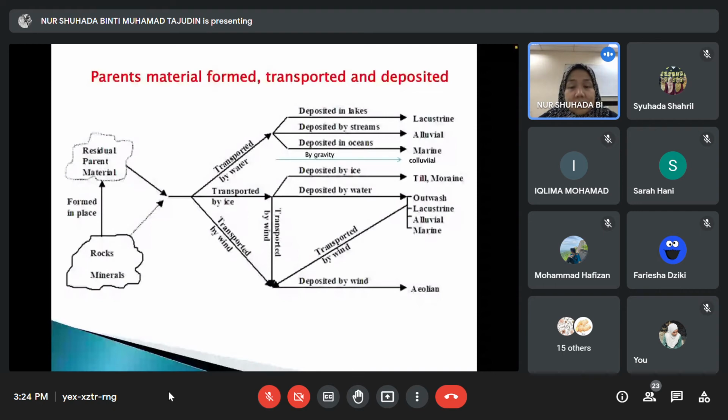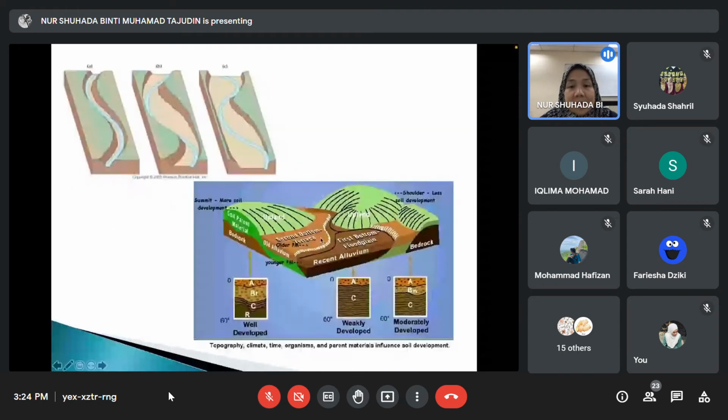Recent alluvial maksudnya dia masuk dekat river. But kalau dia masuk dekat river tapi kawasan di tepi pantai, we call it as a marine alluvial soil. Okay, but we also have marine soils formed by depositions in the sea.